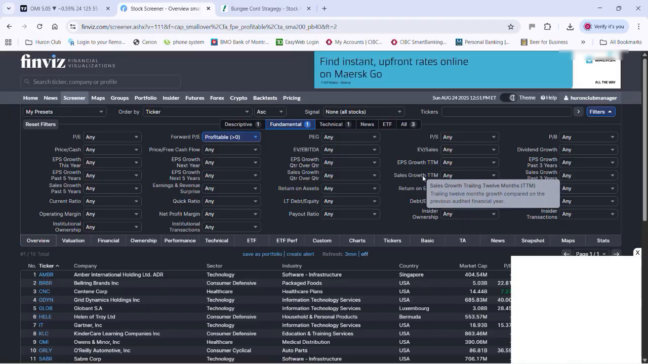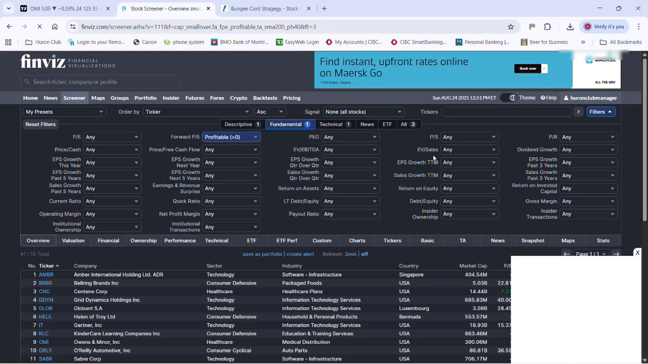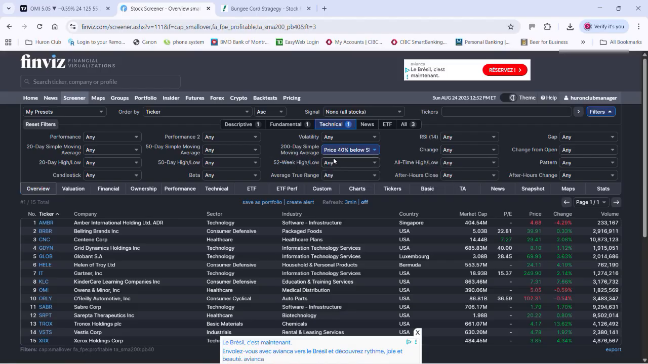And on the technical side, this is the big one: the 200-day simple moving average, price 40% below the 200-day simple moving average. You can do a little research if you don't know what a simple moving average is. It's a very simple indicator that shows that this stock has fallen, or has dropped significantly and quite quickly, below its average price, this 200-day average price. And that's what we're looking for.